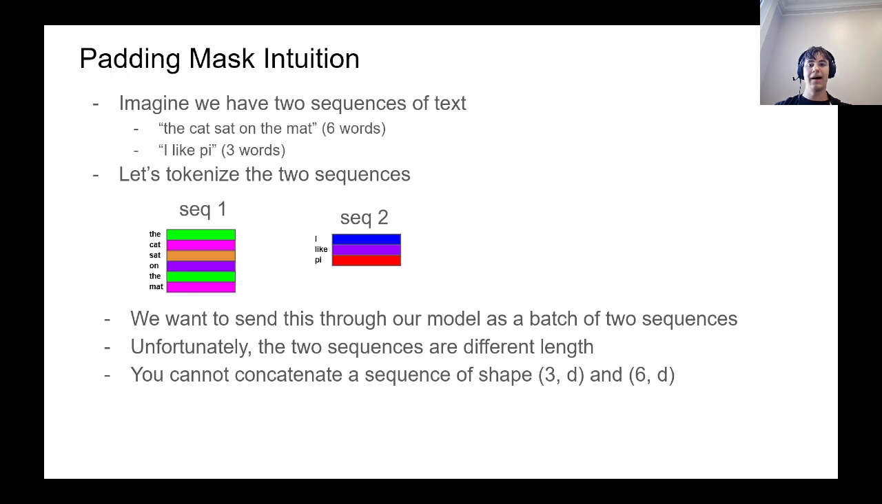Padding mask. So let's say I have two sequences. In reality, you're going to have a bunch of sequences. They're all going to be different lengths, and that is annoying to deal with. So let's say I have the sequence, the cat sat on the mat. Let's say I have another sequence, I like pie. Now, I could pass sequence 1 through the transformer, backpropagate, and then do the same with sequence 2. That is inefficient, so what I want to do is batch these. The way you batch these is you concatenate them into a new dimension called the batch dimension.